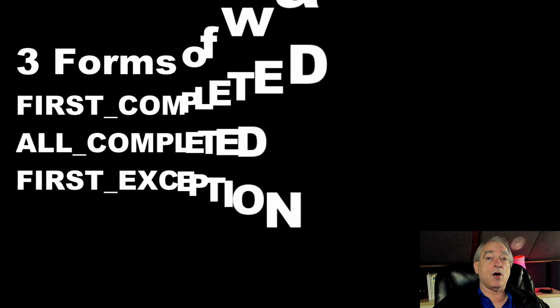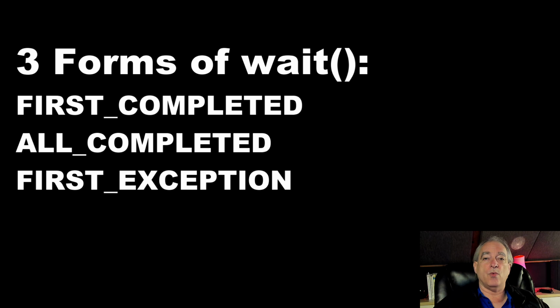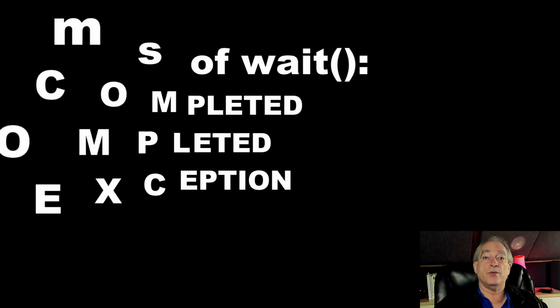So that's it. There are 3 ways to use the wait function, which give you 3 new ways to determine when you want to move forward. So you can do it when everything's completed, you can do it when the first one's completed, and you can do it when the first one throws an error.